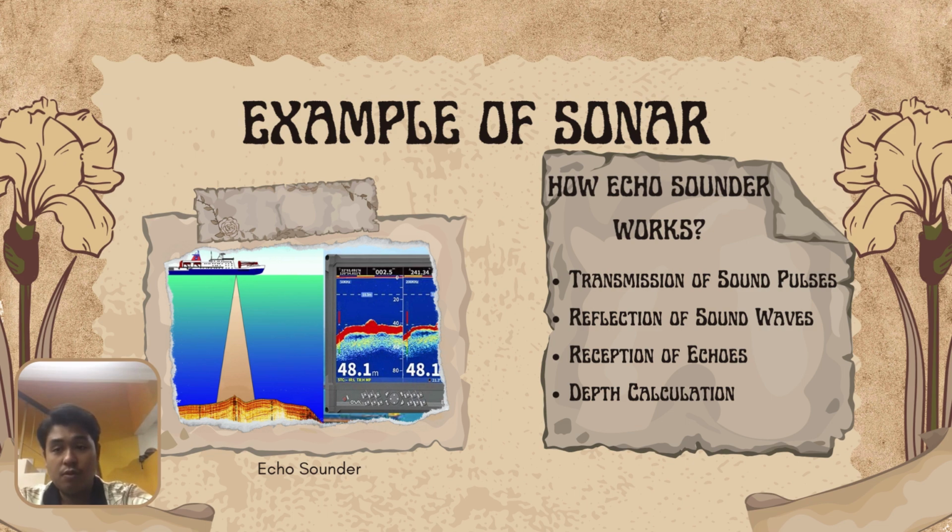This sound wave travels through the water and reflects back upon hitting the seafloor, underwater objects, or the water column. Third is reception of the echoes. The transducer receives the reflected sound wave, and the time it takes for the echoes to return is recorded. Lastly is depth calculation. The echo sounder calculates the water depth by measuring the travel time between the transmission of the sound pulse and the reception of the echo.